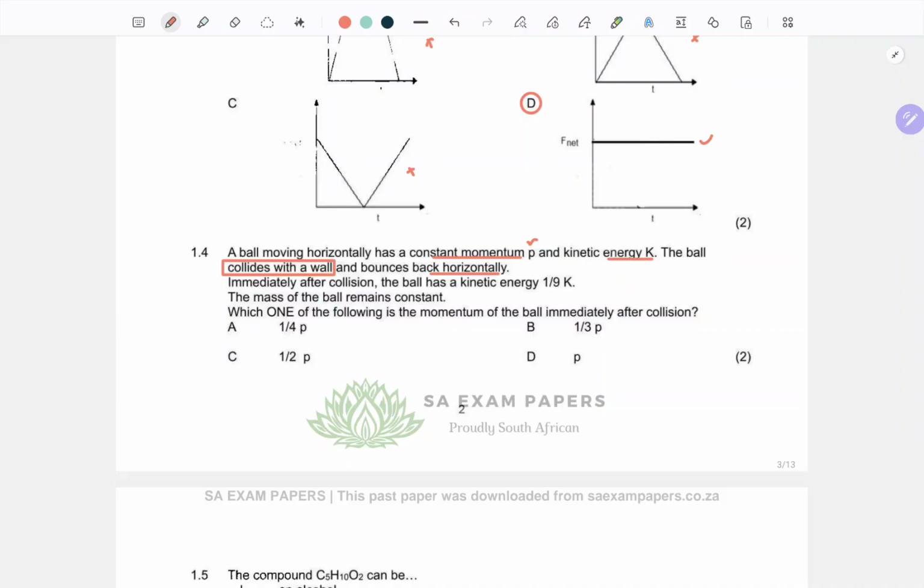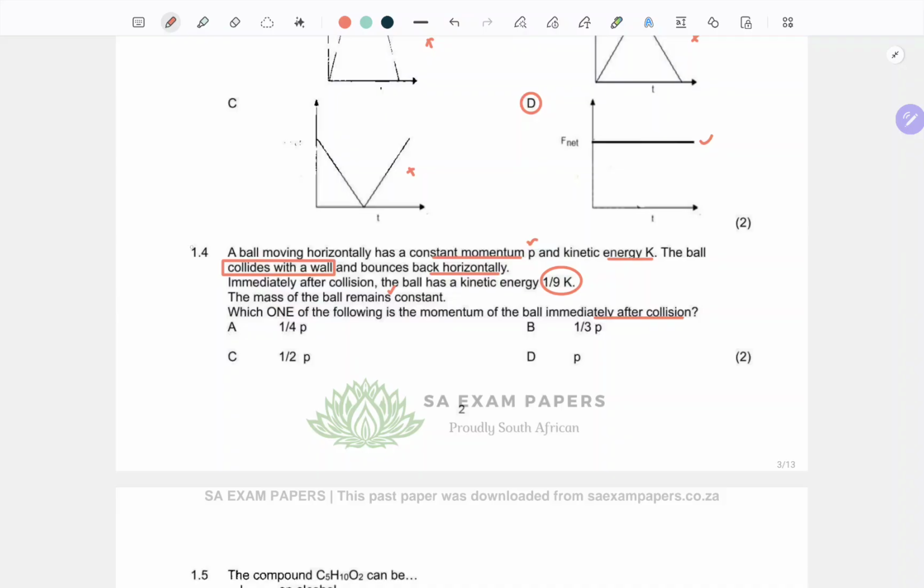Immediately after the collision, the ball has a kinetic energy of 1/9 of K. Okay, you can see that it has decreased. Now the mass of the ball remains constant, which is usually the case. Now which one of the following is the momentum of the ball immediately after collision? Right. So this already tells us, folks, we need to find the velocity of the ball after collision. That's the only way we can do this.